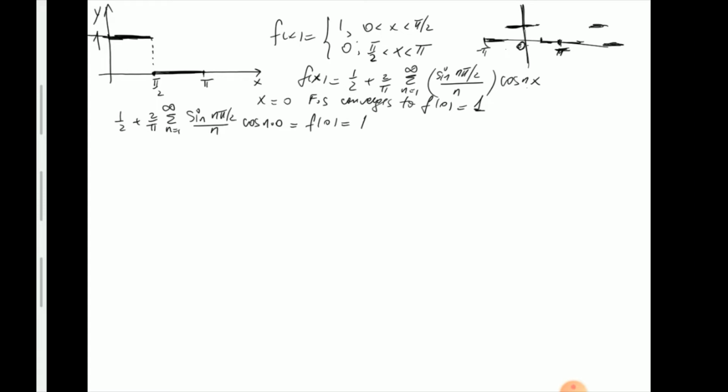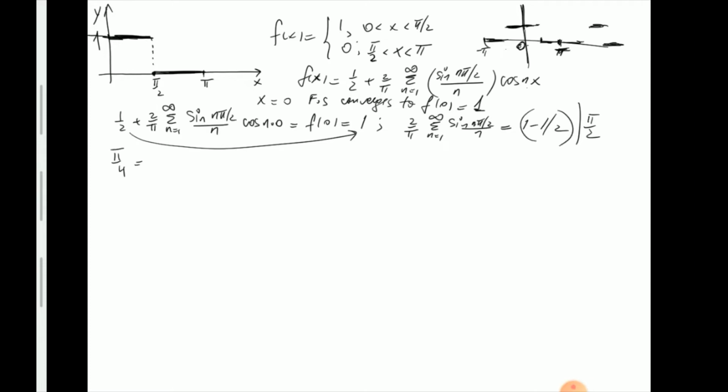So this provides basically a way to write another definition of pi, for instance, if you want. Because if I move 1 over 2 to the right, and by the way, cosine of 0 is 1, obviously, 1 minus 1/2, and then multiply by pi over 2. So if I start with the right hand side, that's going to be pi over 4 equals the summation from 1 to infinity of 1 over n sine of n pi over 2.